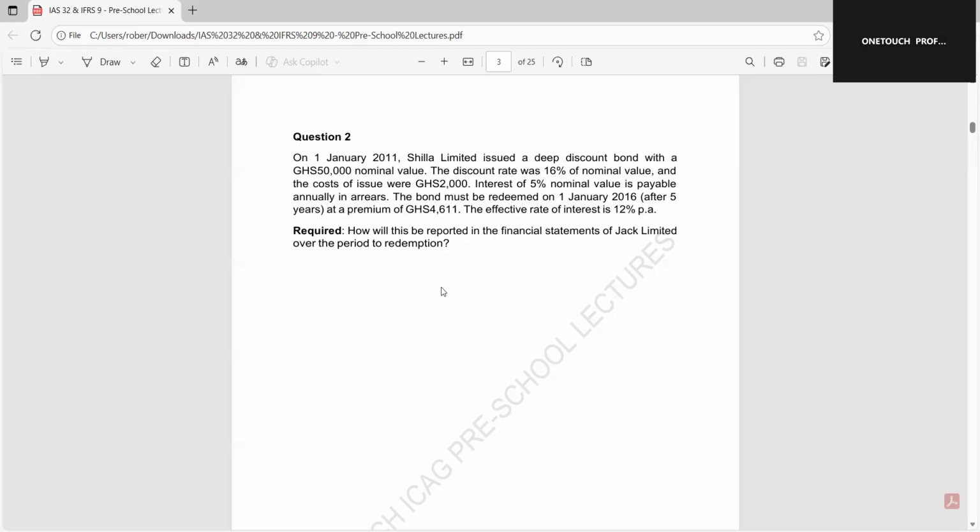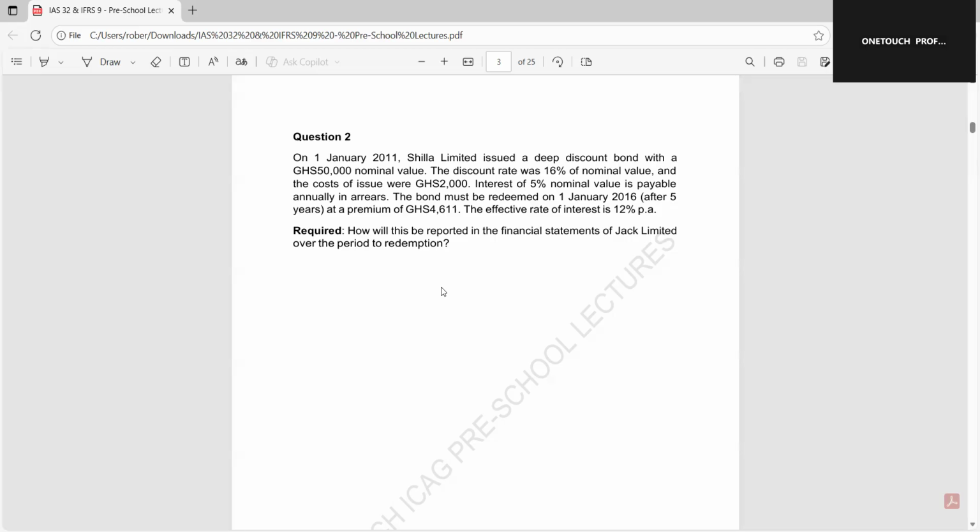So now let's ask a question. Because of the word issued, it means that we are in the books of the issuer. Is that not it? Yes, sir. So you can see that the holder has the right to only redeem. There is no right of conversion. Because the holder has the right to only redeem by cash, this is a financial liability. You know that?